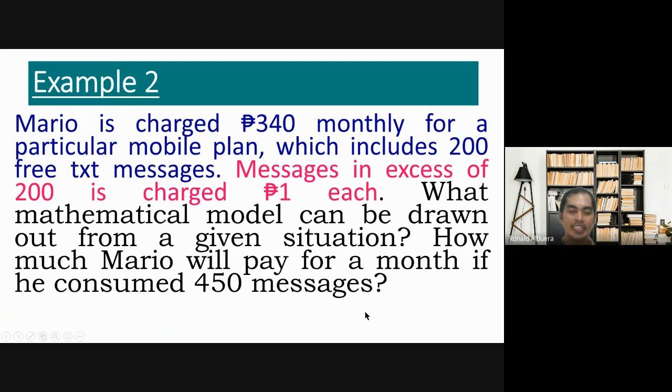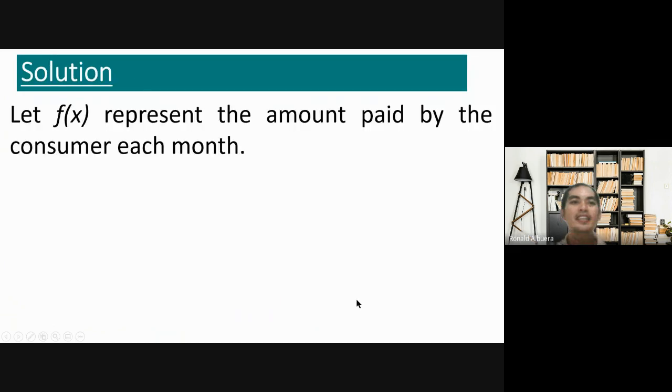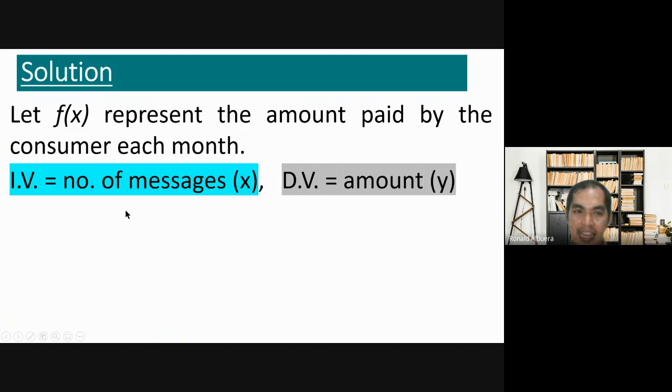Okay, tingnan natin. First step natin is you are going to represent the input. Ang input natin ay number of messages represented by X. Okay? Ang output natin ay the amount na babayaran niya at the end of the month represented by Y. Ang IV natin is independent variable. That's the input or the element of the domain. Ang DV natin ay dependent variable, the amount represented by Y.